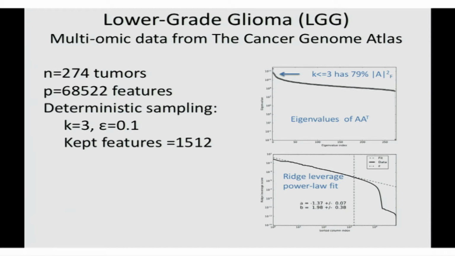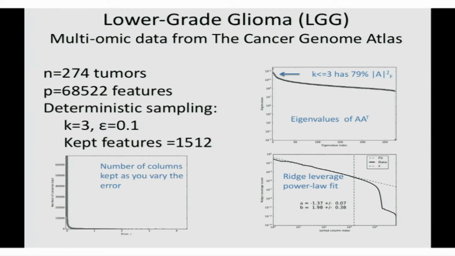The results on fixed error and fewer columns relied on a power law fit to your leverage scores. You can see from this plot that pretty far out, the power law fit is a good approximation to the leverage scores on real data. And then you can also see in this plot, maybe it's not the best visualization, that as you increase the error, the number of columns that you keep decreases dramatically.